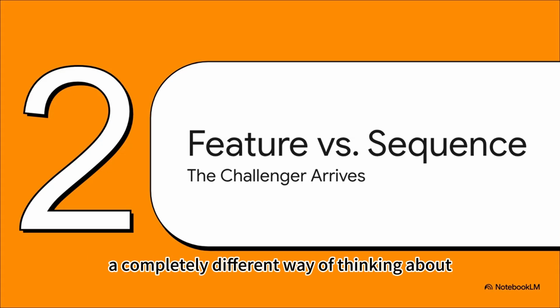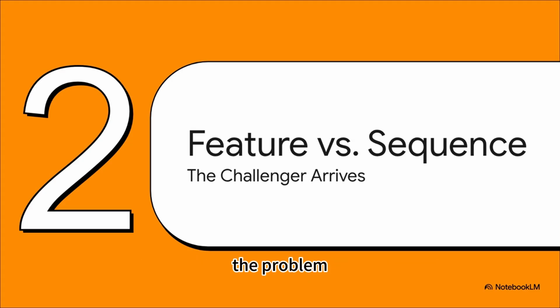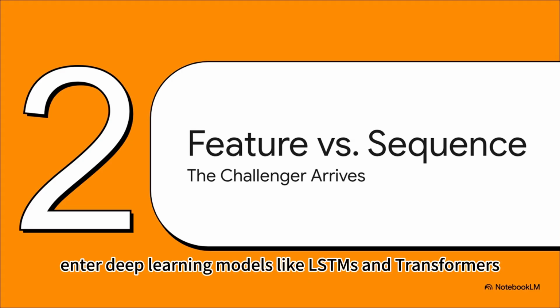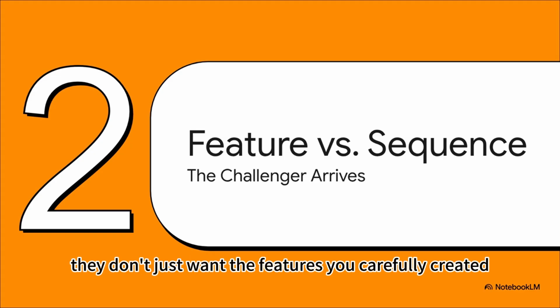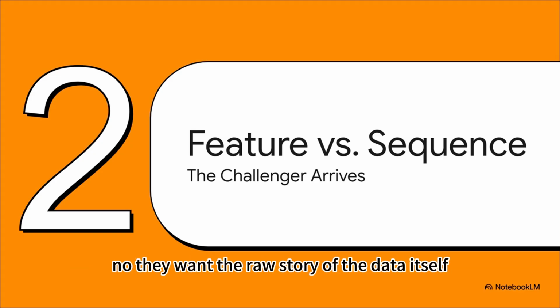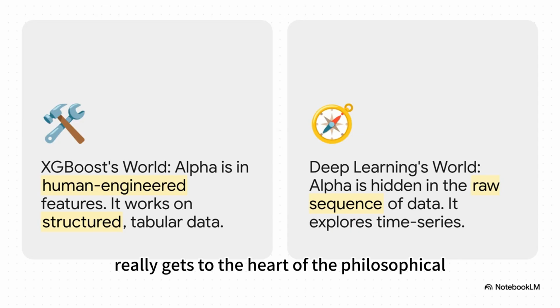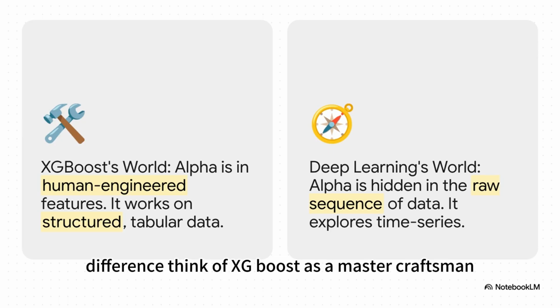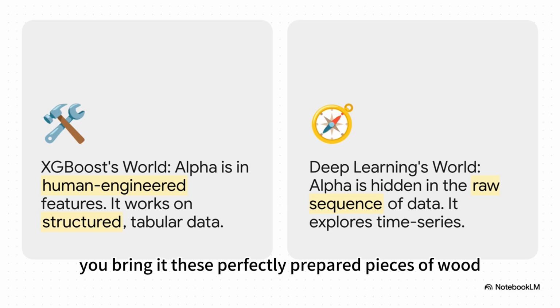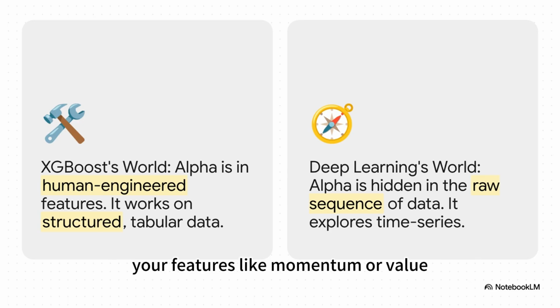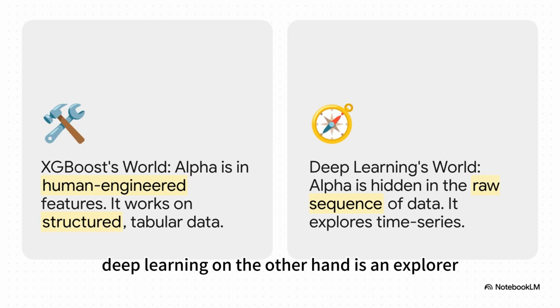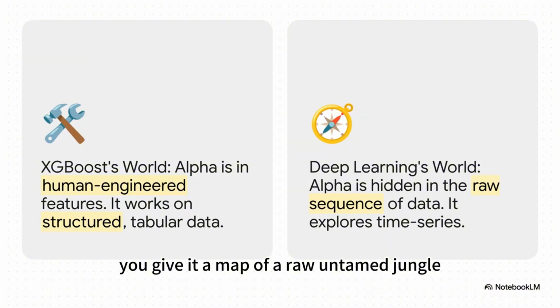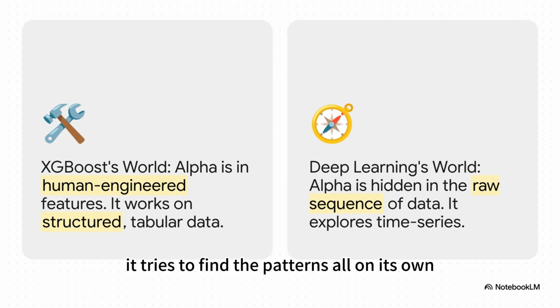Now we've got to introduce a completely different way of thinking about the problem. Enter deep learning. Models like LSTMs and transformers, they don't just want the features you carefully created. No, they want the raw story of the data itself. This slide really gets to the heart of the philosophical difference. Think of XGBoost as a master craftsman. You bring it these perfectly prepared pieces of wood, your features like momentum or value, and it builds you a beautiful, sturdy piece of furniture. Deep learning, on the other hand, is an explorer. You give it a map of a raw, untamed jungle, the sequence of prices, and you tell it, go find the hidden treasure. It tries to find the patterns all on its own.